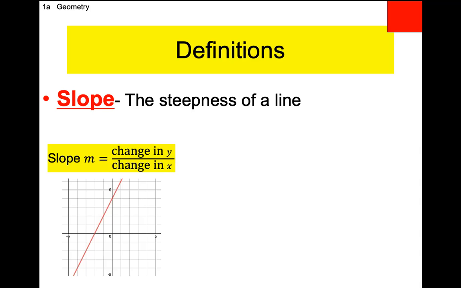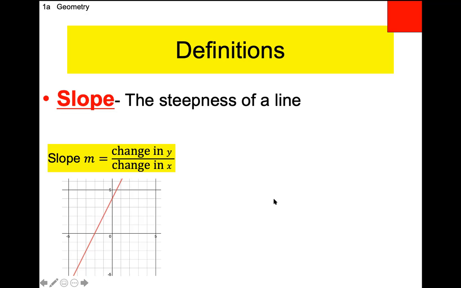So m for slope, and we define slope as how are the y values changing over, it's a ratio, over how are the x values changing. And in other words, the change in y, how much is it growing up and down versus how much it's growing left and right, okay?